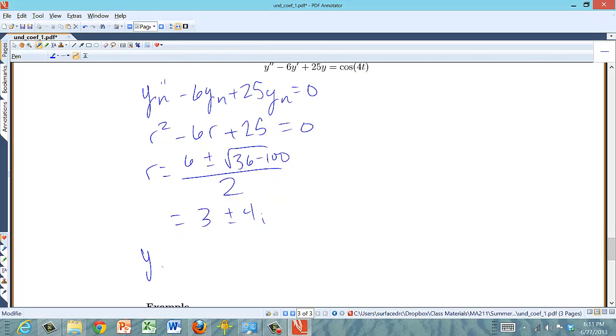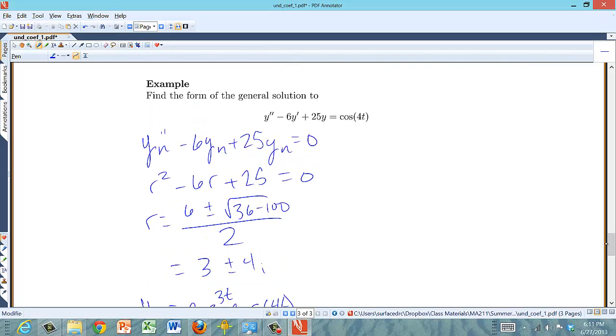So the general solution to the associated homogeneous equation is yh equals c1 e to the 3t cosine 4t plus c2 e to the 3t sine 4t. Once I have the general solution of the associated homogeneous equation, I'll take a guess at my particular solution. Taking a look at this left-hand side, I would say it's a times cosine 4t plus b sine 4t.